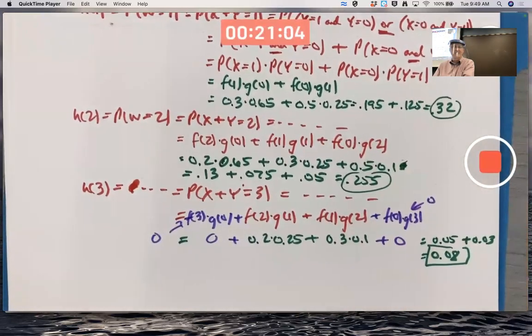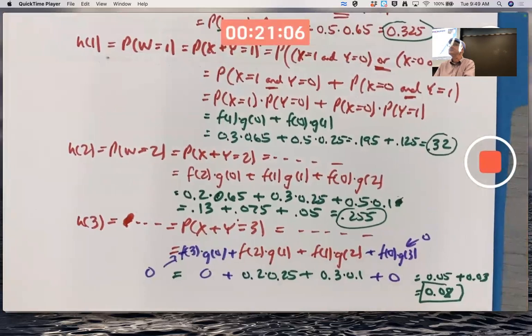Why did I do that? Because it fits the pattern better, hinting at the more general formula for the convolution of two non-negative random variables.